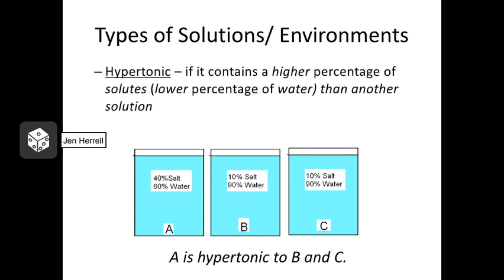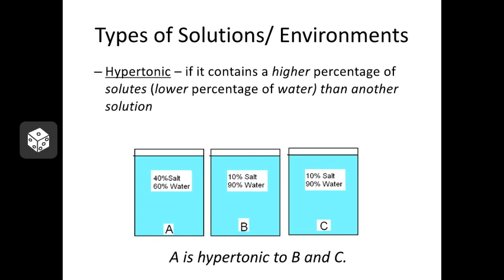When we use the terms hypertonic, hypotonic, and isotonic, what we're really doing is comparing the concentrations of 2 solutions to each other. Now, when you do this, you can either look at the concentration of solute or solvent, whichever makes the most sense to you. I prefer to look at the concentrations of solutes.